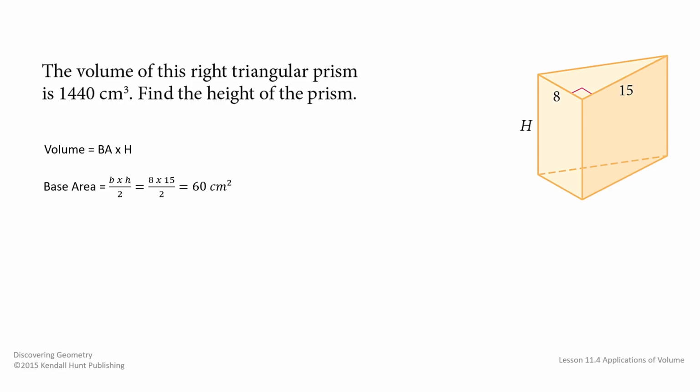So 8 times 15 divided by 2, which is 60 square centimeters. Now our height is x. We don't know what that is. So we're going to have to work backwards. That means I put 1,440 for the volume. The base area is 60 times x, which is the height. Divide by 60 on both sides. You get 24, which means the height is 24 centimeters.